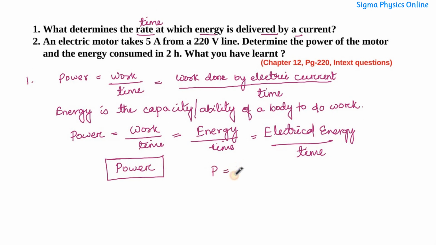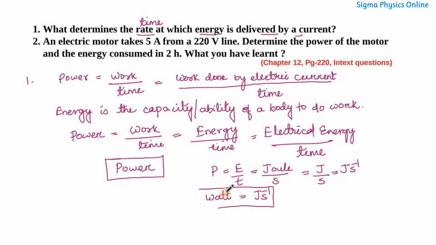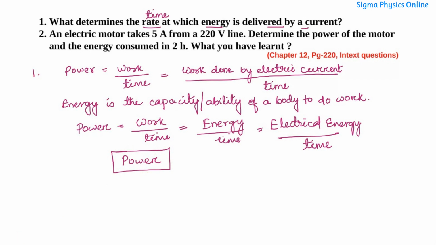Now power is energy by time. The SI unit of energy is joule and the SI unit of time is second. So it is joules per second or joule second inverse, which is known as watt. So 1 watt is 1 joule per second. This is the SI unit of power, that is watt. Let's solve the second one.